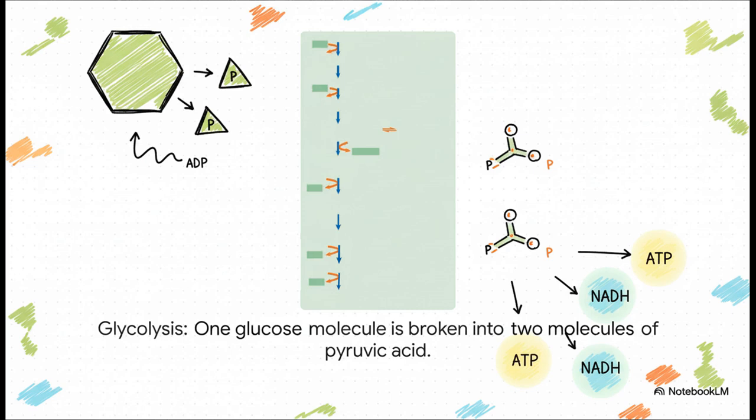Okay, so let's look at the final score for glycolysis. We start with 1 glucose, and at the end, we have 2 molecules of something called pyruvic acid. So what's our total profit? Well, we made 4 ATP, but we spent 2. So that's a net gain of 2 ATP. Plus, we have those 2 energy-rich NADH molecules. That's it. Not so bad, right?